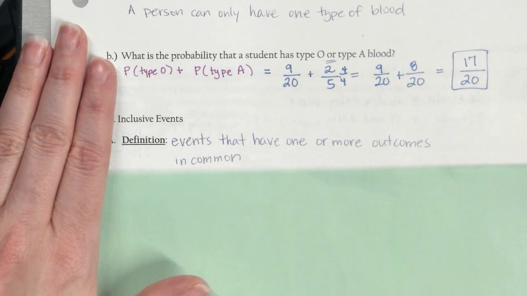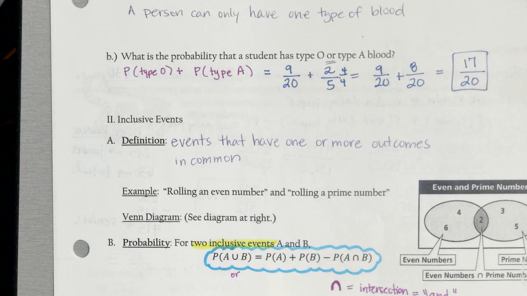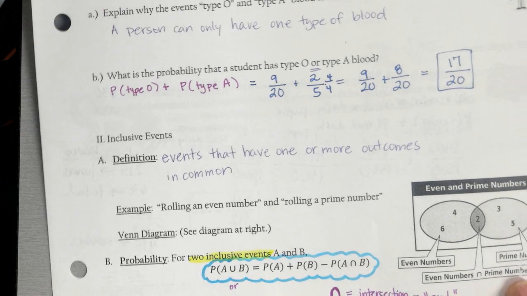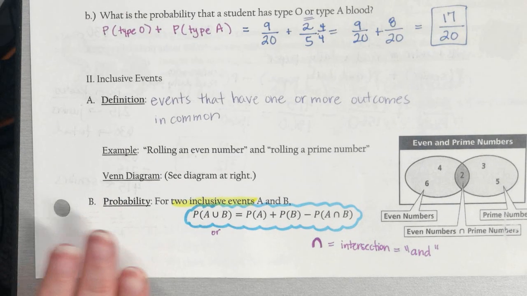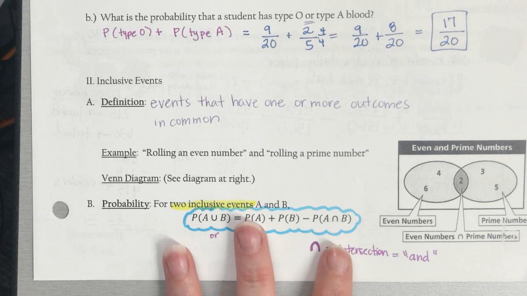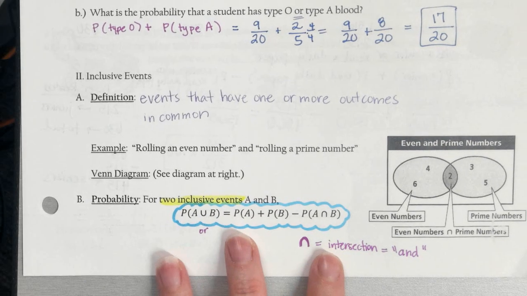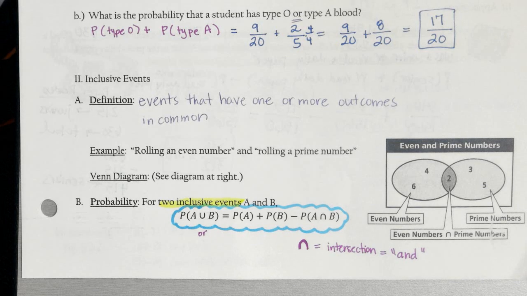All right, the other type of event that we're going to talk about today are inclusive events. Those are events that have one or more outcomes in common. An example of that would be rolling an even number and rolling a prime number. You can roll an even number that's prime; there's only one even number that's prime, and that's 2. So if you do the Venn diagram for this, there will be an overlap.